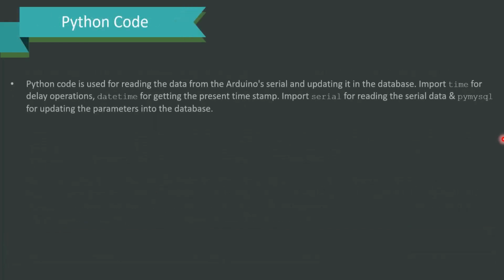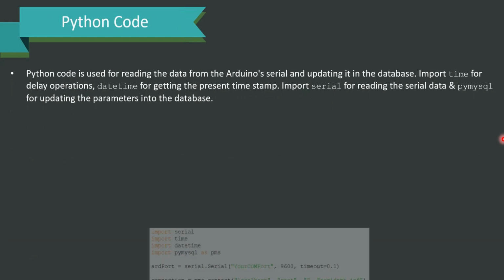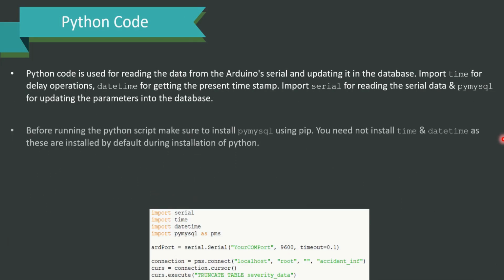Python code. Python code is used for reading the data from the Arduino serial and updating it in the database. Import time for delay operations, datetime for getting the present timestamp, import serial for reading the serial data, and PyMySQL for updating the parameters into the database. You can see that the code is pretty simple and easy for anybody to understand.